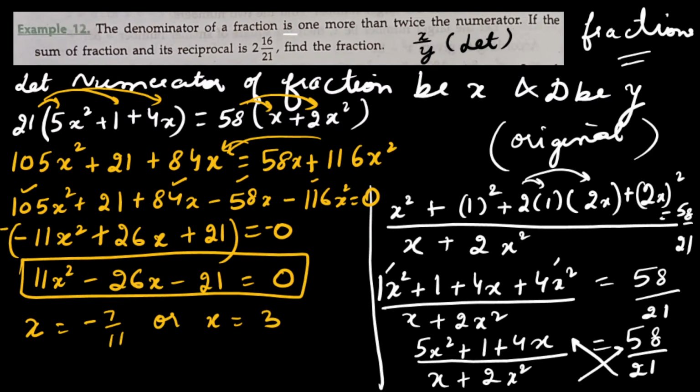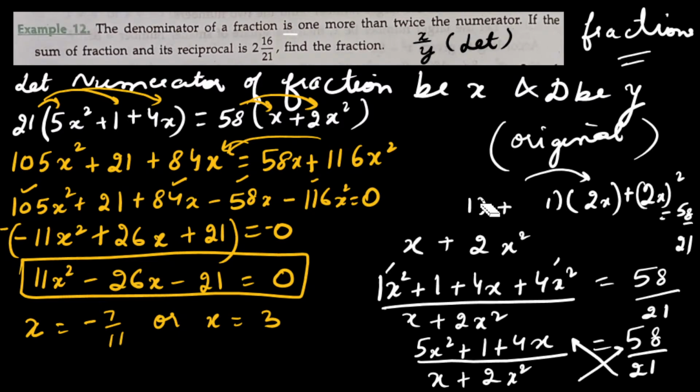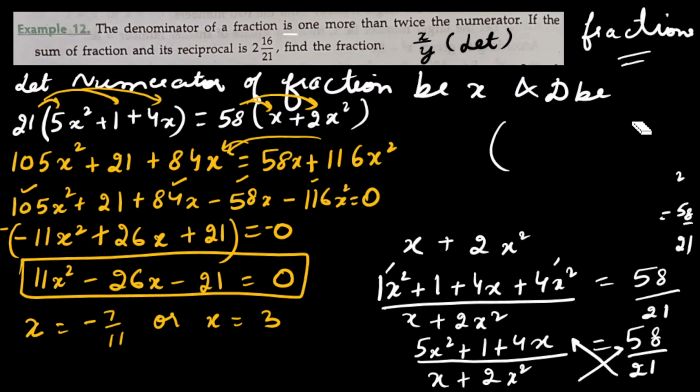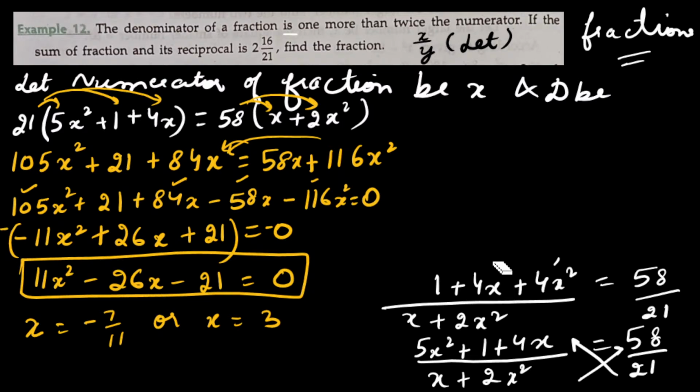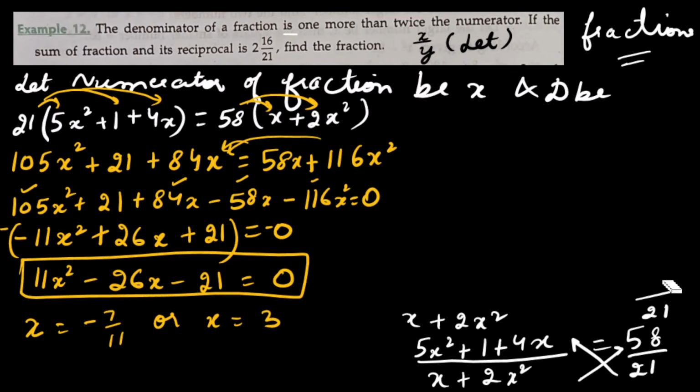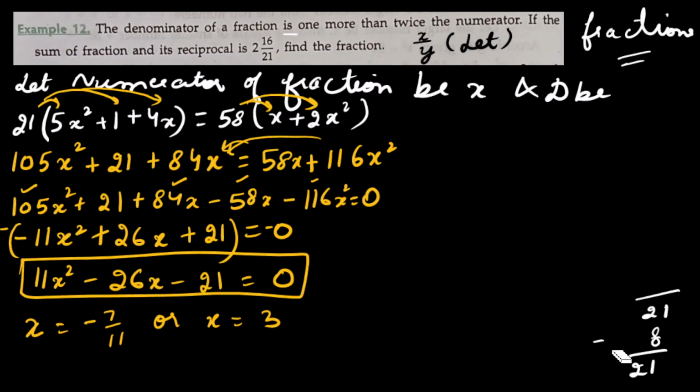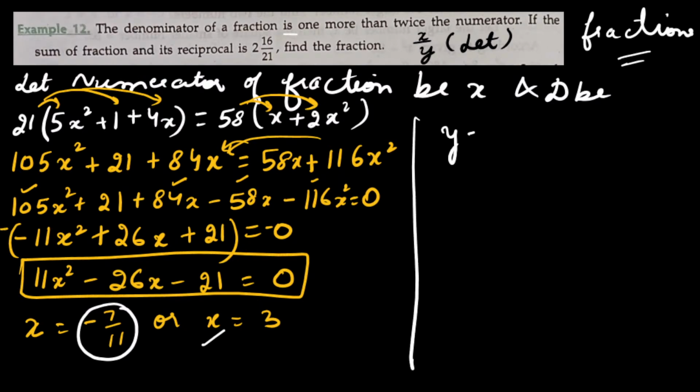Both the values of x you can just use to find the value of y also, and then the fraction we can find. Both we have to use. Here they haven't particularly mentioned the denominator of the fraction. So here what we can do, only a number we can assume, because it's already a fraction. So x value we'll just consider 3. So that means what is the value of y?